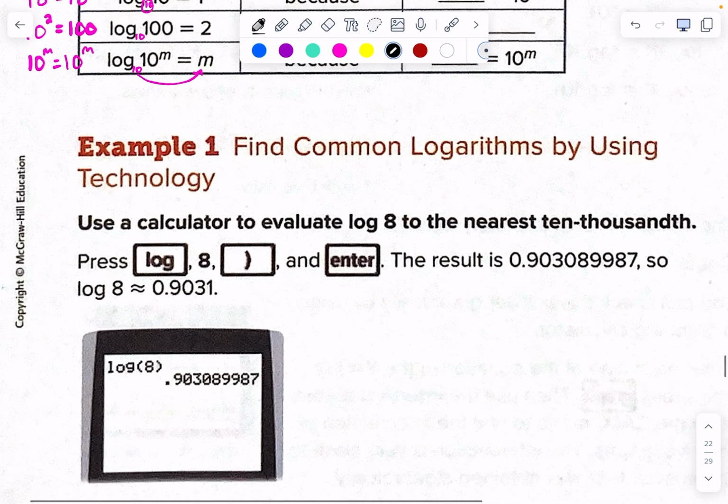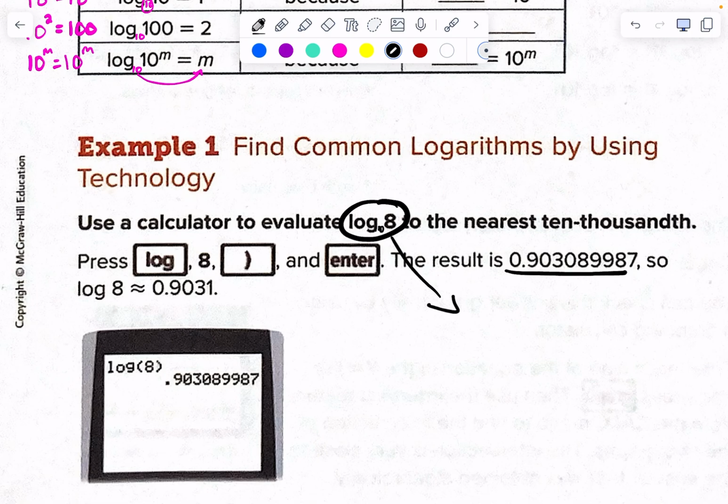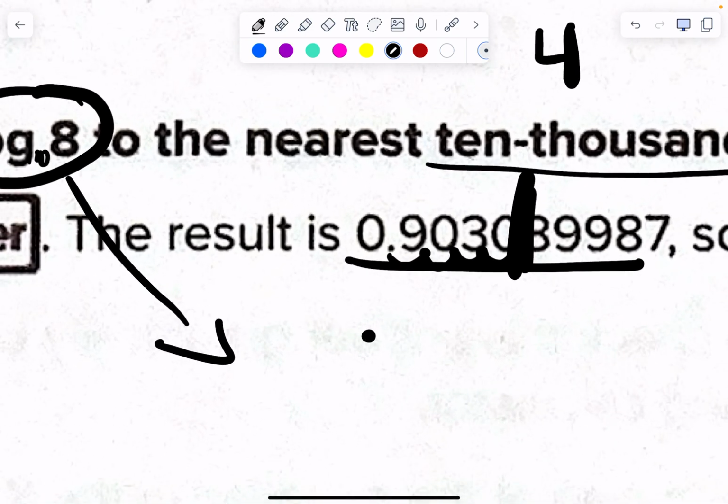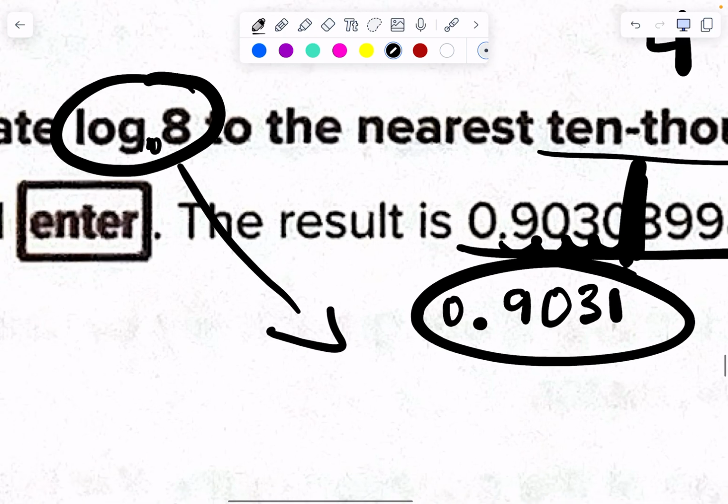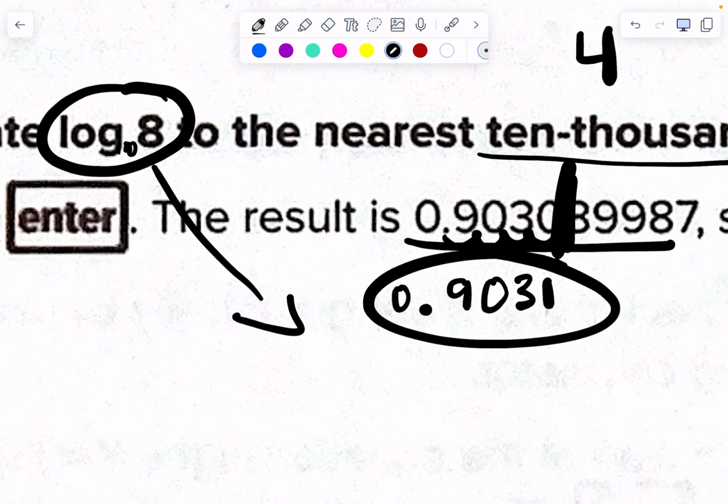Example 1. Use the calculator to evaluate log of 8. Type in your calculator, log 8. They want it rounded to the nearest 10,000th. How many decimal places is 10,000th? 4 decimals. 1, 2, 3, 4. So, right here is it going to stay a 0 or is it going to become a 1? 0.9031. That is the answer to log base 10 of 8. Good? All right, moving on.